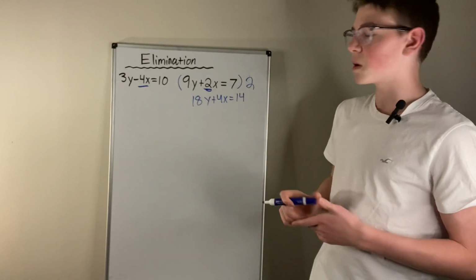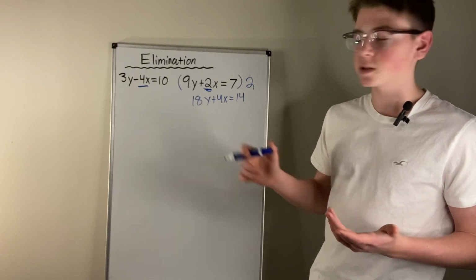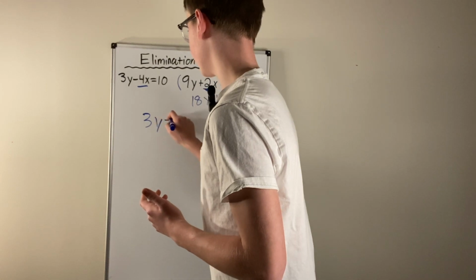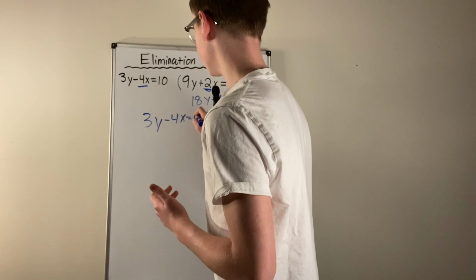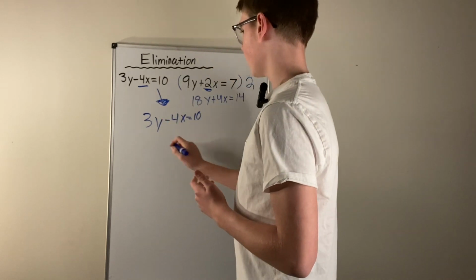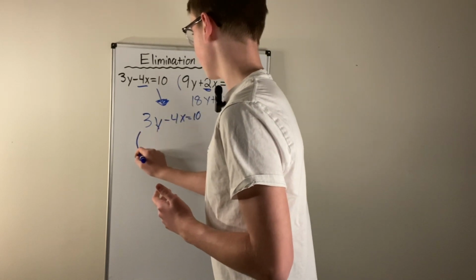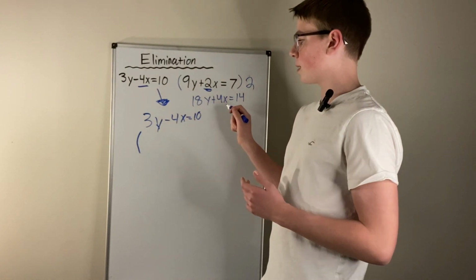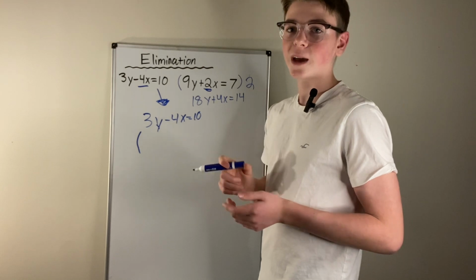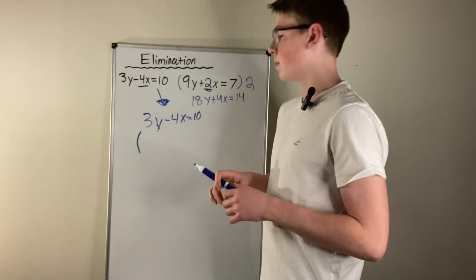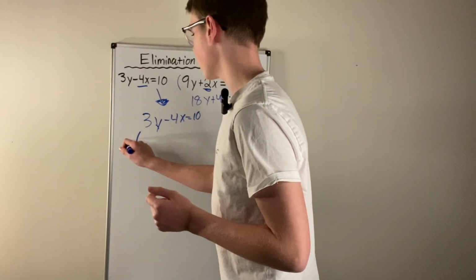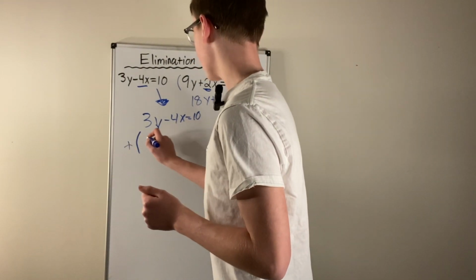Then you can pick what goes on the top, what goes on the bottom, which equation. I'm just going to do 3y minus 4x equals 10. So I just took this equation down. And then, since there's a negative and there's going to be a positive, I'm going to want to add, because if I subtract negative 4x minus 4x, it's going to be negative 8x, and it's not going to be 0x. And I want 0x. I'm going to add these two equations.